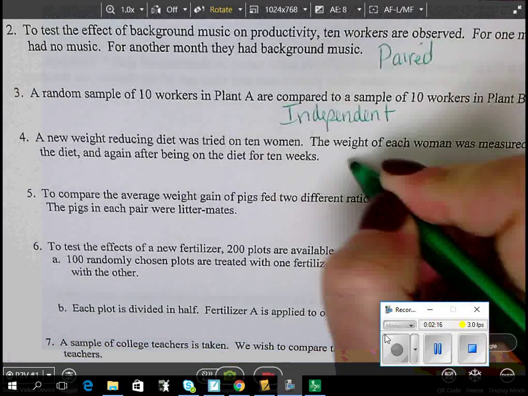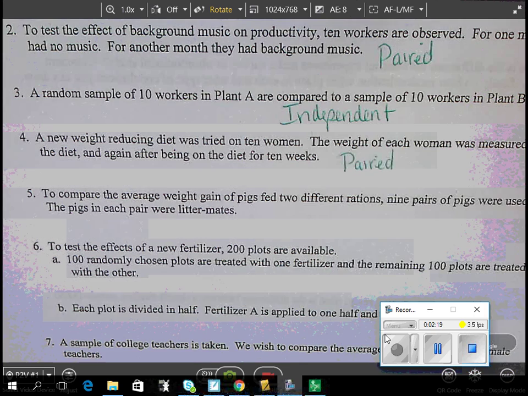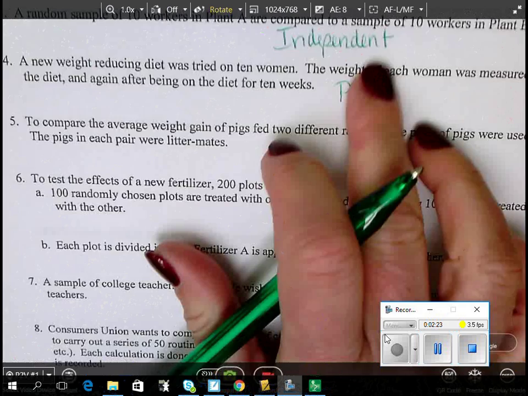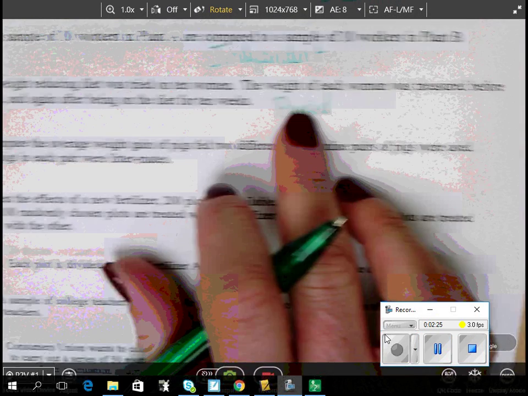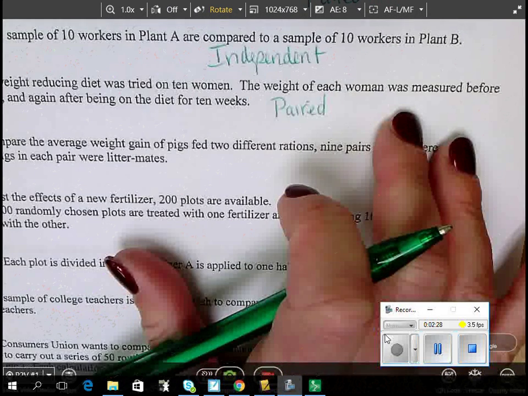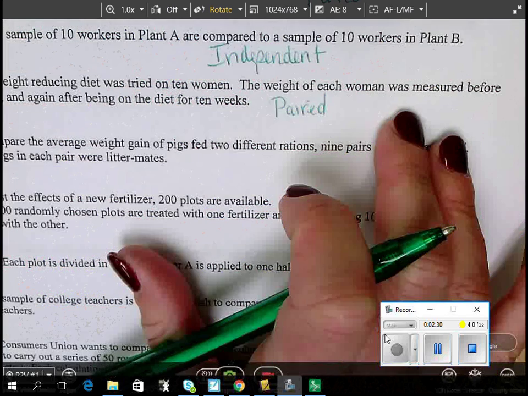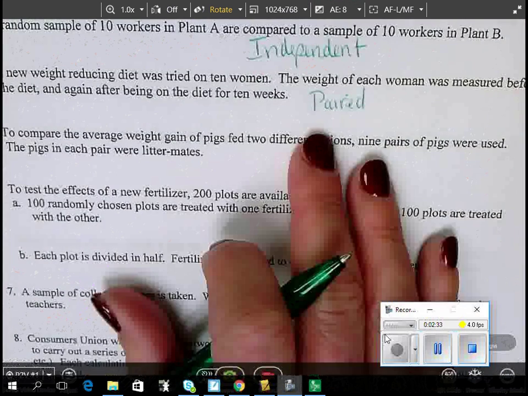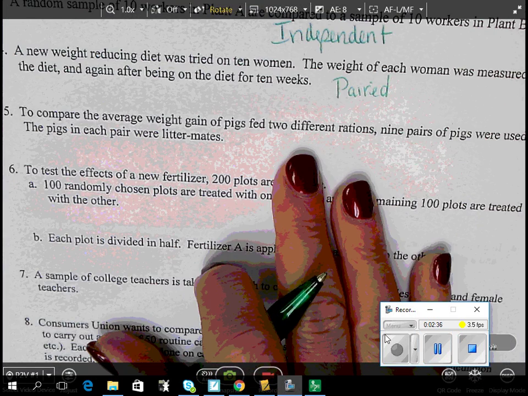What's it paired by? The actual person, right? The woman itself. Good. That's sometimes called the before and after design because you're measuring them before a treatment and then measuring them after a treatment. So anytime you have a before and after, that is a paired sample. Good. How about number 5?